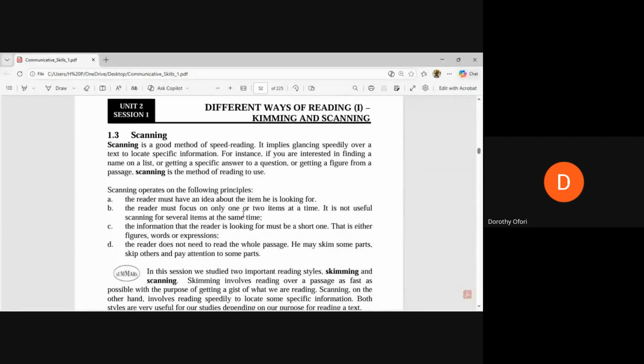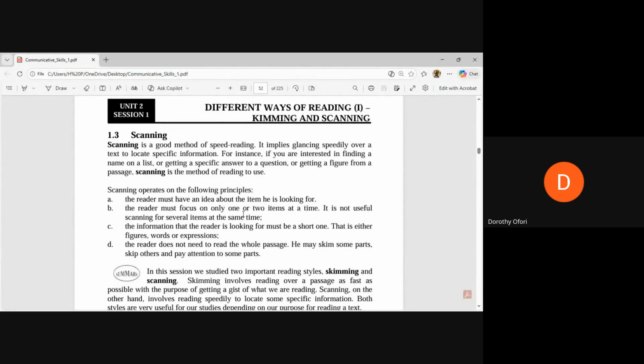Now let's go to scanning. I've already told you, skimming and scanning, they are all speed or fast reading. It means that you don't read the way those in basic school read. Scanning is a good method of speed reading. As for skimming and scanning, they are fast reading. So that is why it is important, because we are adults.